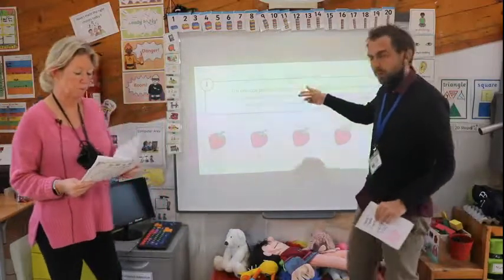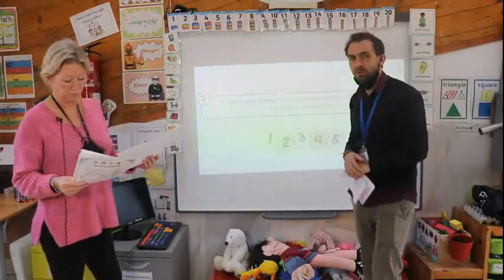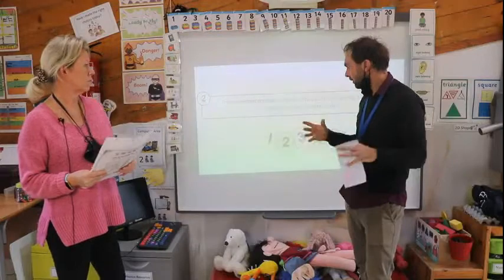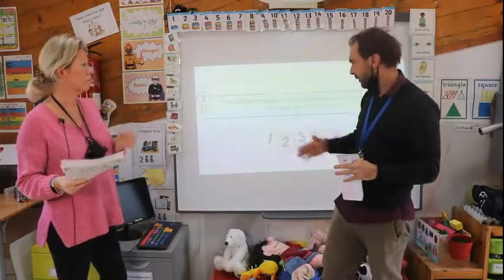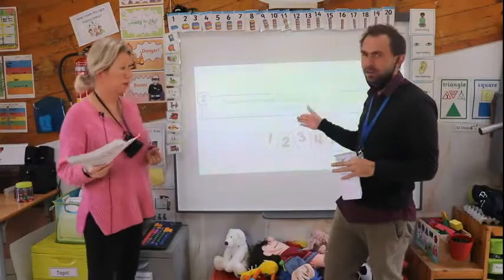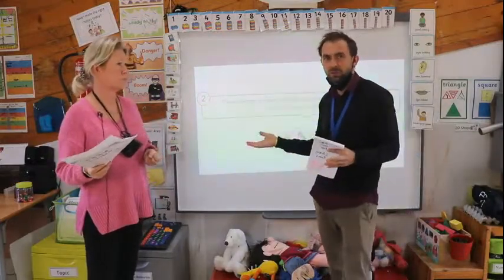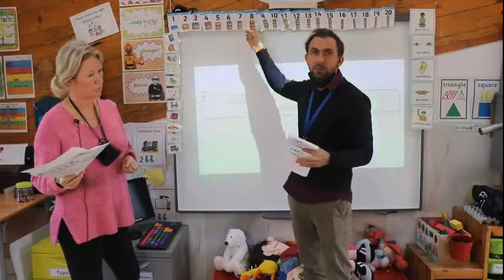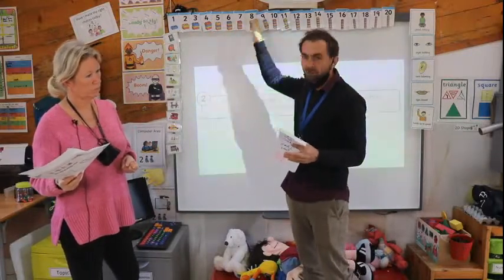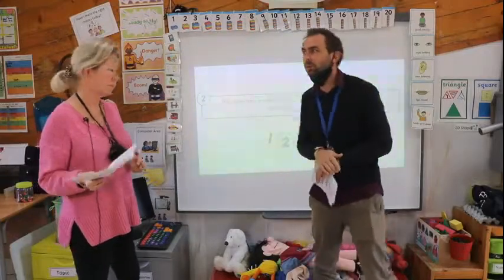So linked to this principle is the stable order principle, and this is just the concept of children saying the number names in the right order. So as they're counting, they're not missing numbers out. And again, it's something that children quite often do. And daily in school, we use the number line to help us with that, to make sure we're saying the numbers in the correct order.